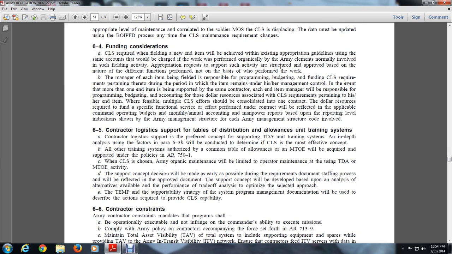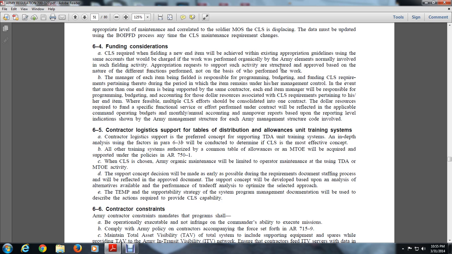6.4, funding and consideration. Contractor logistics support requires building a new entity item to achieve the existing appropriation guideline, using the same accounts that would be charged if the work were performed organically by the Army elements normally involved in the fielding activity. Appropriation requests supporting such activity are structured based on the nature of the different functions performed, not on the basis of who performed the work. B, the manager of each item is responsible for program, budgeting, funding, and contractor logistics support requirements pertaining thereto during the period in which the item remains under his or her management.